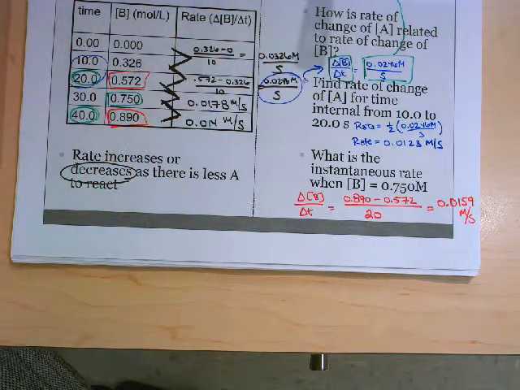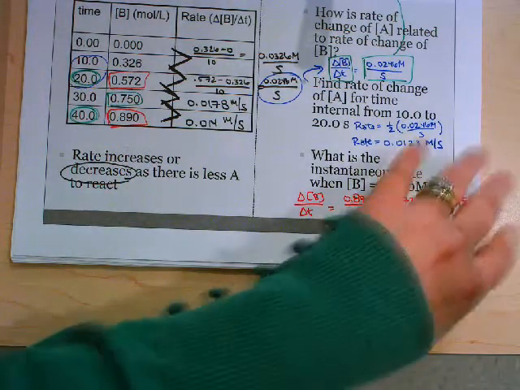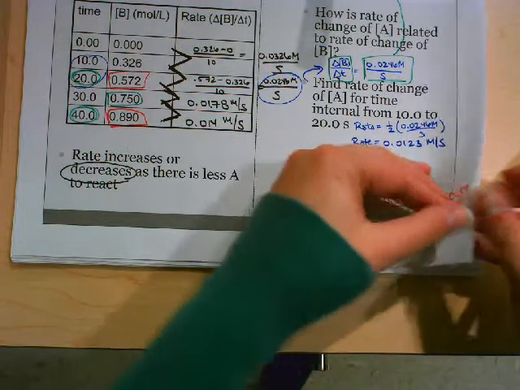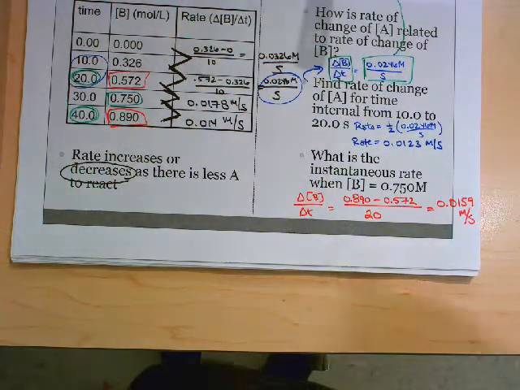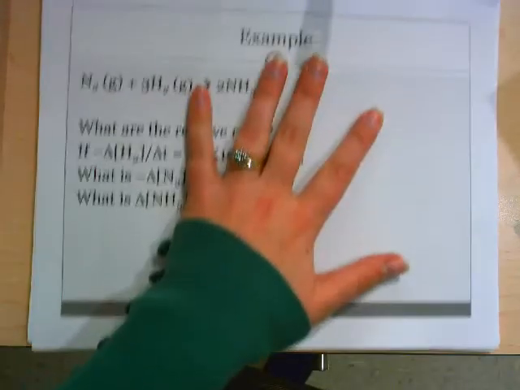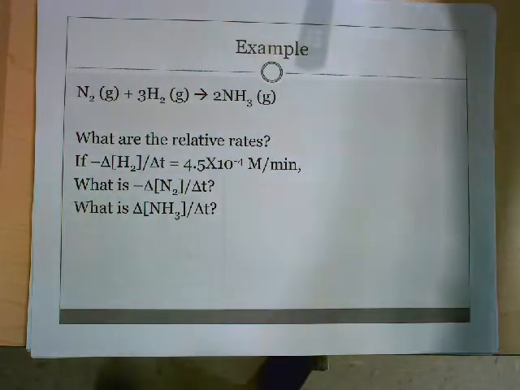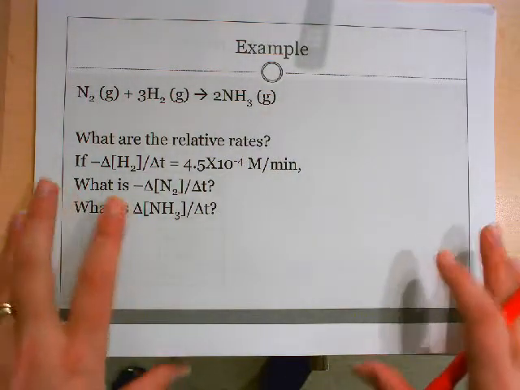Good so far? We'll do a lot more of these, and they'll come a little bit easier. Yes, those are average rates. Alright, let's do one without a data table, and maybe this will be a little more clear.